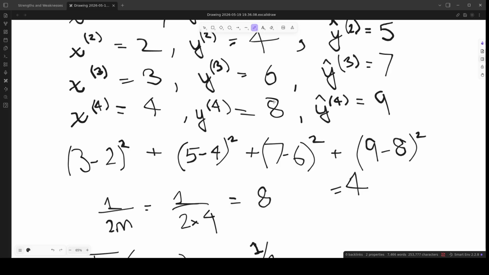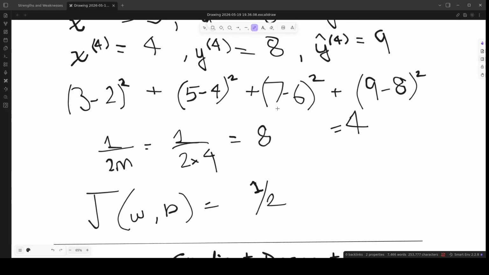You might be thinking, why do we divide this value by 2m? That's because if we don't divide it by 2m, the more data we have, the larger the error would be, even if the model is not making that big of a mistake. So we divide it by 2m to generalize it to the data and find the average error.